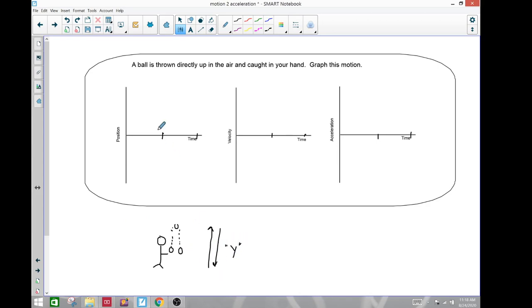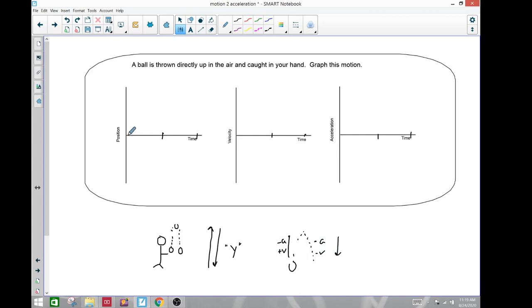Either way, the slope is the velocity. You should note that it's slowing as you go up. As the ball goes up, we have a negative acceleration but a positive velocity. Then as it comes down, we have a negative acceleration and a negative velocity. So we're speeding up on the way down and slowing as we go up.